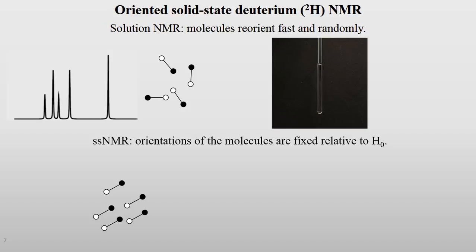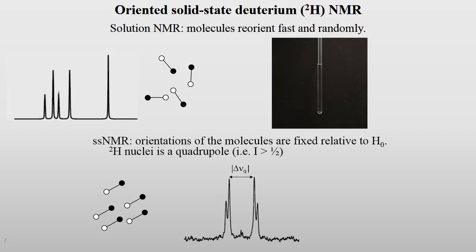In solid-state NMR, however, the orientation of the molecules is fixed relative to the magnetic field. The deuterium nucleus used for analysis is a quadrupole, and hence gives a split peak. The distance between the two peaks is measured as the quadrupolar splitting.